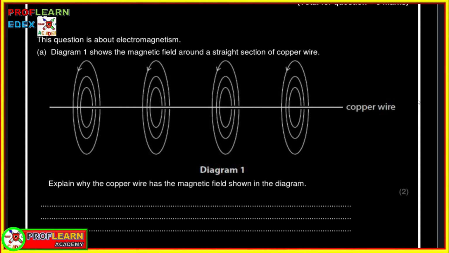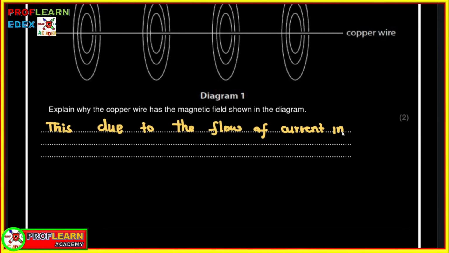But now in this case, we are told that the diagram shows a magnetic field around a straight section of a copper wire. Explain why the copper wire has a magnetic field in the diagram shown. So when there is current flowing through a wire, then around that wire, we are going to have magnetic fields created around it. We're supposed to explain why. We are going to say that possibly there is a current flowing along the copper wire, and this current will be flowing to the right because you can see the direction of the magnetic field.